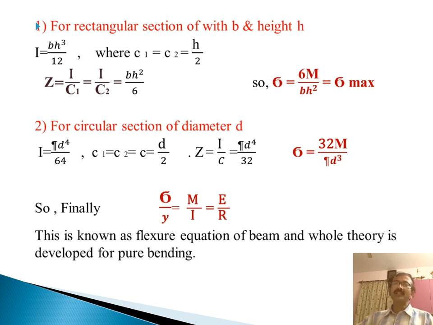For the circular section of diameter d, I is the moment of inertia, that is pi d to the power 4 by 64. C1 equals C2 equals C equals d by 2. So Z equals I by C, and sigma equals 32 M by pi d cube.